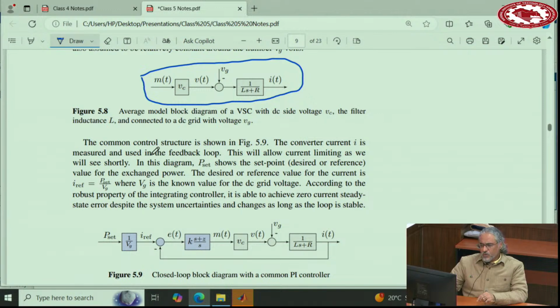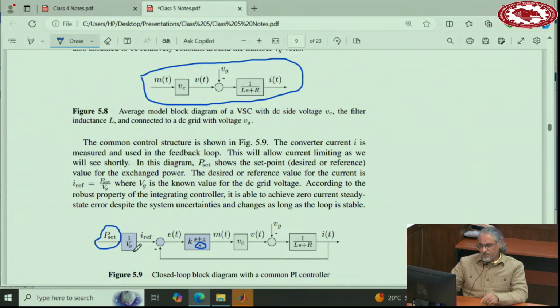Now I will spend a few minutes explaining how people conventionally solve this problem. It's a simple problem, nothing really complicated about it. The common way is, because we want to remove the steady state error, we put an integrator here, and S plus Z, obviously we put a zero also there to be the most general. So it's a PI controller. And then we want to follow P set.